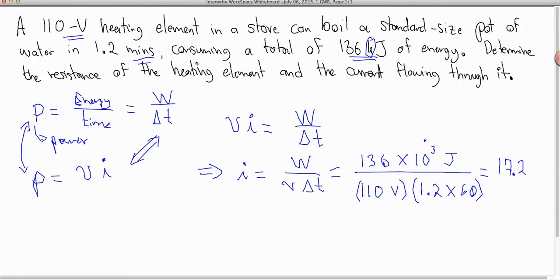If we do this math, you're going to see that this gives us 17.2, and the unit for current is ampere. So we're done with the first question, the current. Now we need to find the resistance.